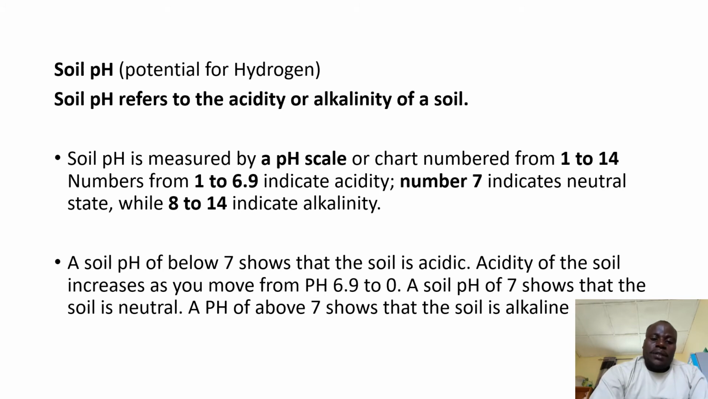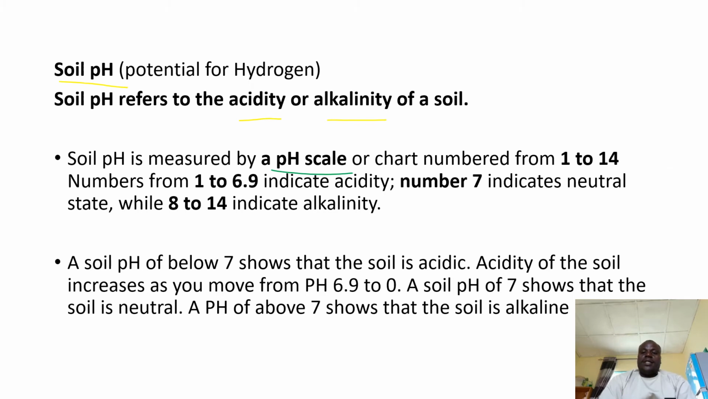Then we have soil pH as another property. Potential for hydrogen. Soil pH refers to the acidity and alkalinity of soil. How much alkaline, how much acid soil contains. It is measured by a pH scale. The pH scale is numbered from 1.